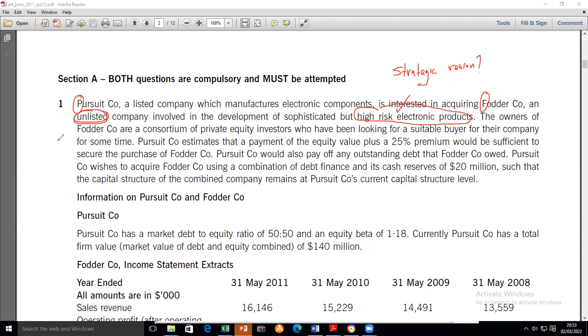The owners of Fodder are a consortium of private equity investors who have been looking for a suitable buyer for their company for some time. P company estimates that the payment of equity value, now this is important, it will come again, equity value plus a premium of 25% would be sufficient to secure the purchase of F. And this is what normally happens when you want to buy somebody's asset. You want to persuade them to sell, so you need to add something. And normally the premium is in this range of 25%.